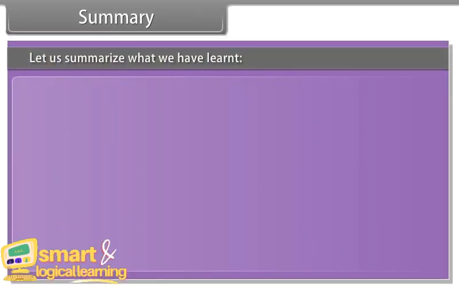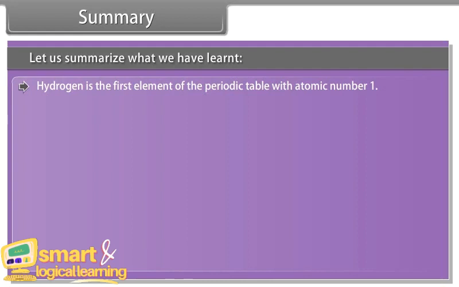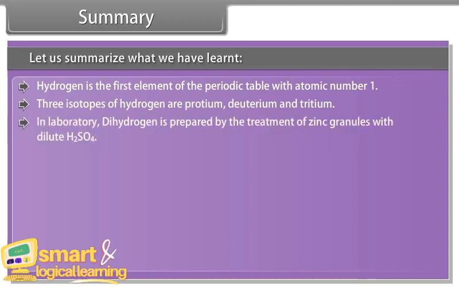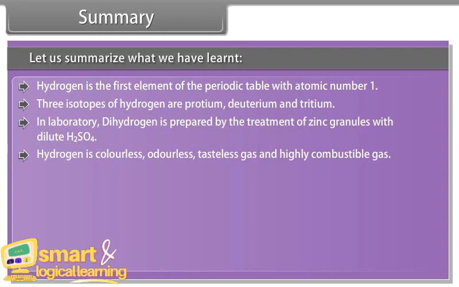Summary. Let us summarize what we have learned. Hydrogen is the first element of the periodic table with atomic number 1. 3 isotopes of hydrogen are protium, deuterium and tritium. In laboratory, dihydrogen is prepared by the treatment of zinc granules with dilute sulfuric acid. Hydrogen is colorless, odorless, tasteless and highly combustible gas.